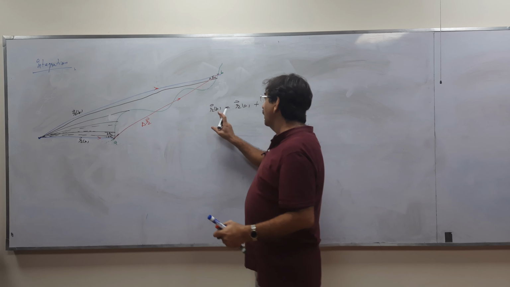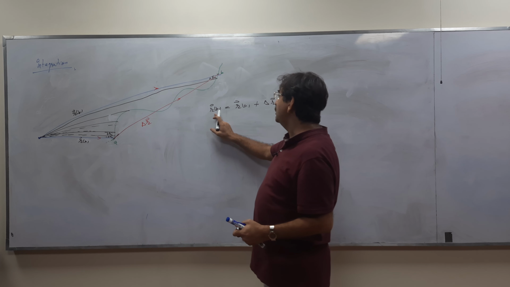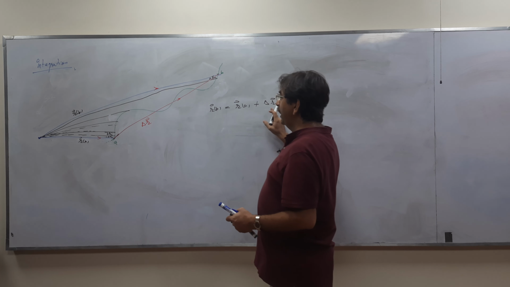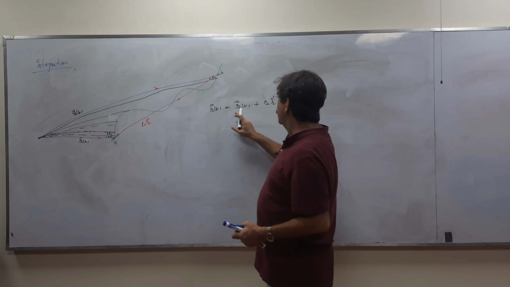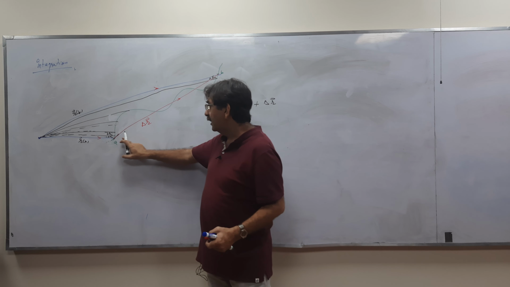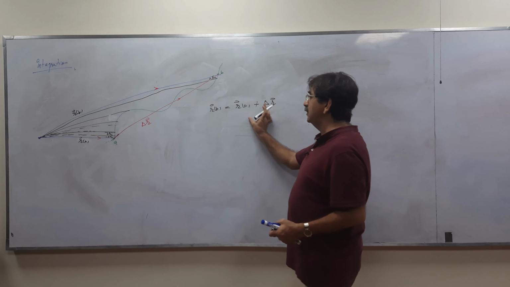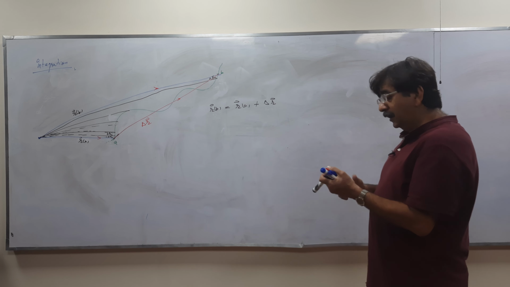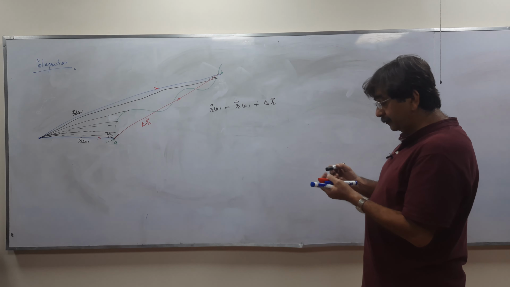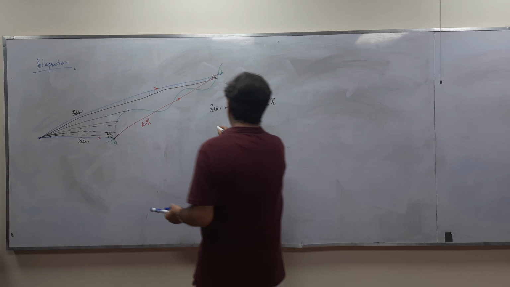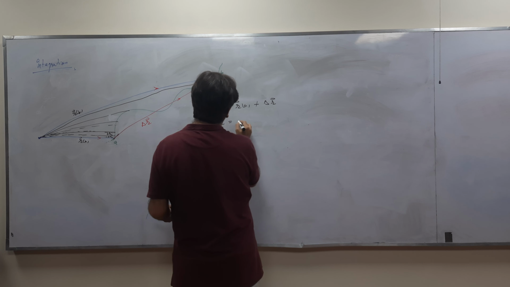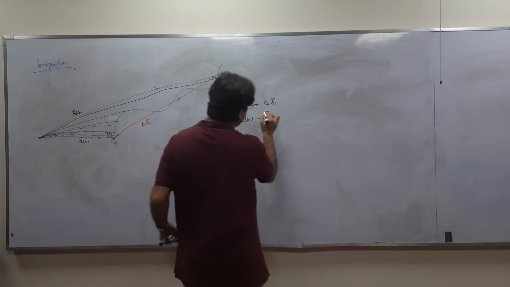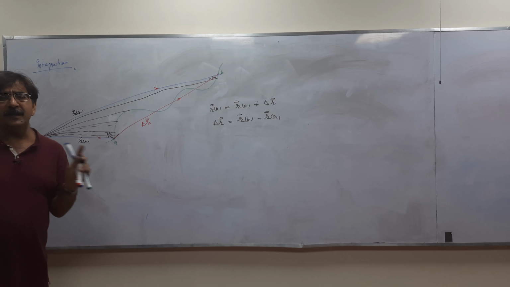According to the head and tail rule, RB is joining the head of RA, and RA and delta R are connected tail to head. So these two vectors are adding, and RB is the resultant. So from here, delta R will be equal to RB minus RA. I have already explained it many times.